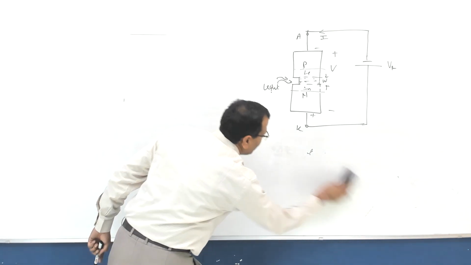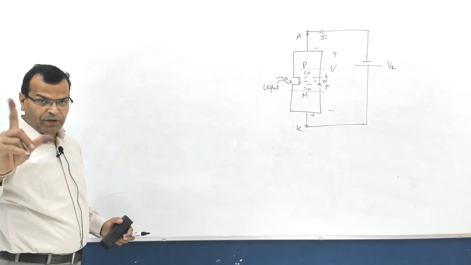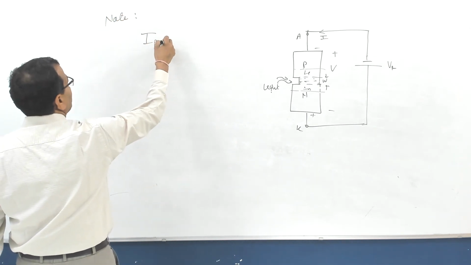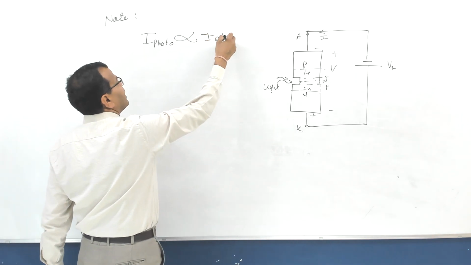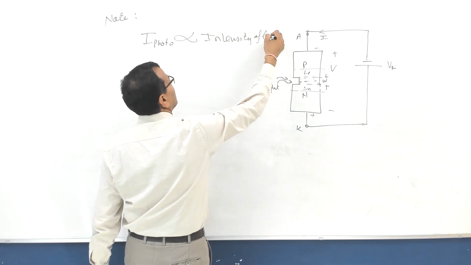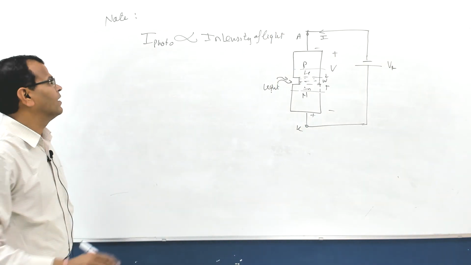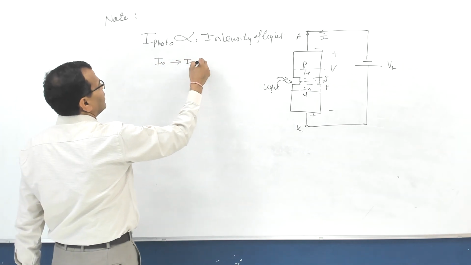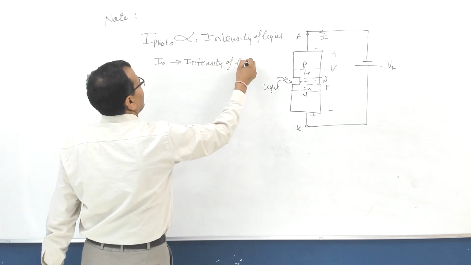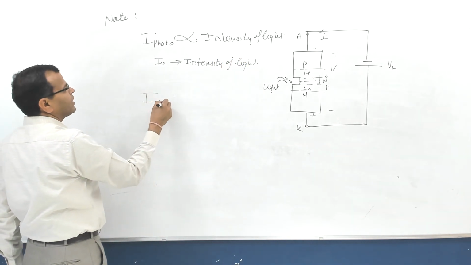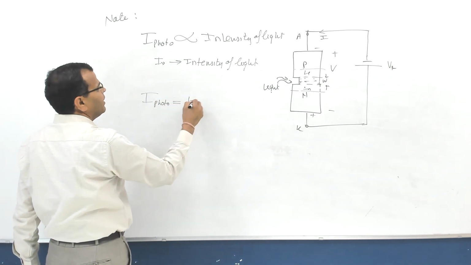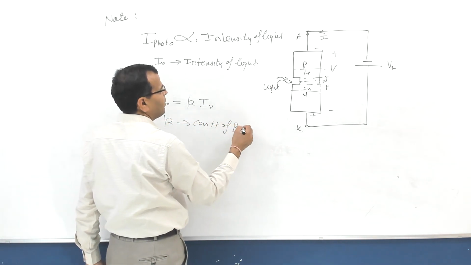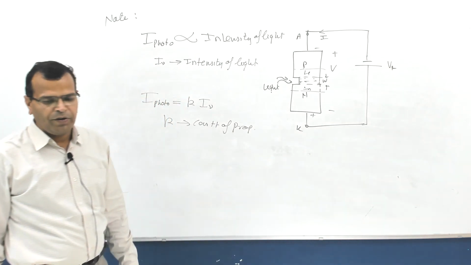You should remember that the photocurrent, or short circuited current of the photodiode, is the same thing. The photocurrent is directly proportional to the intensity of light. Remember this. If I_v is the intensity of light, then I photo or I short circuited is equal to some constant K multiplied by I_v, where K is the constant of proportionality.